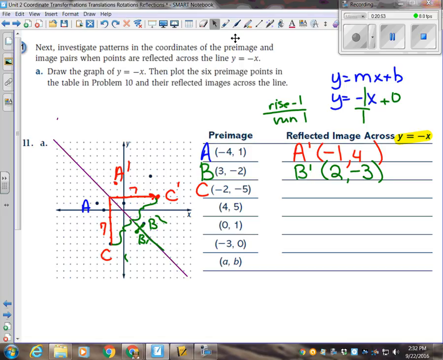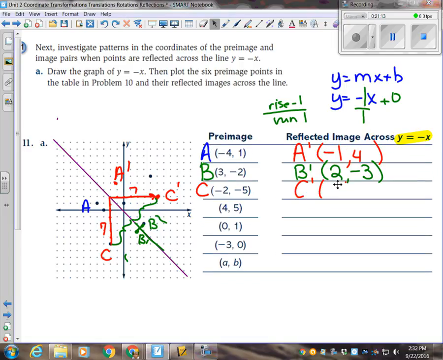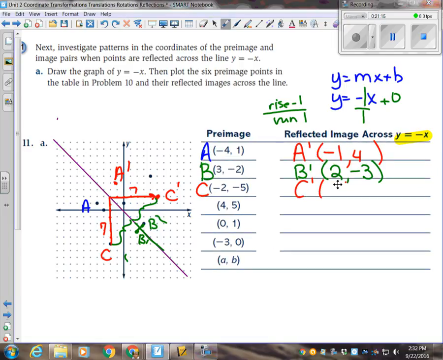All right, on this one, C prime would be -5 because it looks like I go... oops, I misspoke. I should go +5, and then up 2 right here. +5 and then up 2.